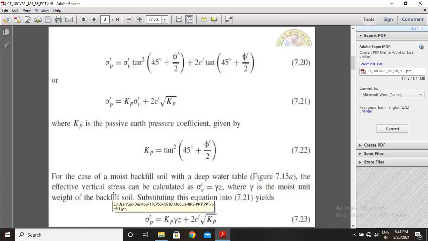For the case of a moist backfill soil with a deep water table, the effective vertical stress can be calculated as sigma dash v equal to gamma into Z, where gamma is the moist unit weight of the backfill soil. Substituting this into equation 7.21 yields sigma dash p equal to Kp into gamma Z plus 2c into root of Kp. This is equation 7.23.